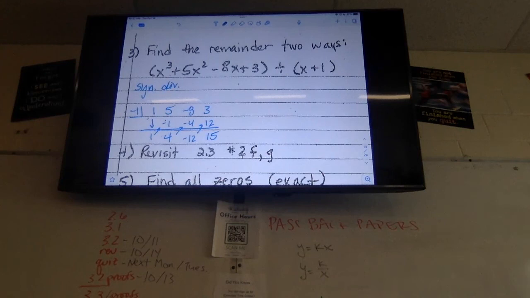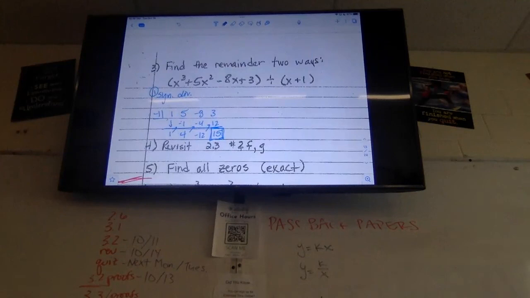And yes, you can absolutely do long division. Synthetic division took me less than a minute though, so I like doing that. What is my remainder here? 15, very good. All right, there's one other way besides using division to find a remainder. Does anyone know what that is? It's plugging in my factor. So if I plug in -1, the answer is my remainder.